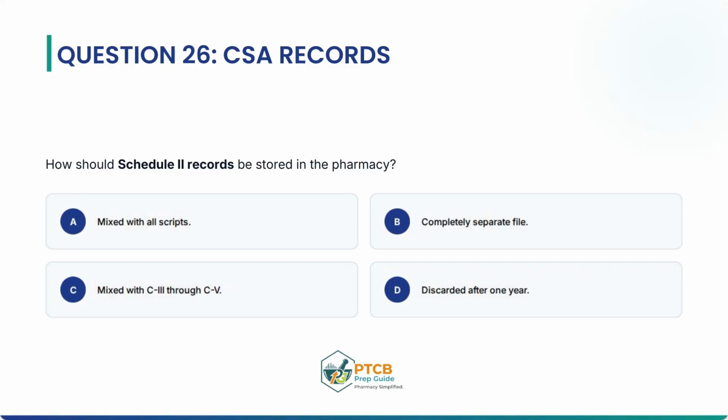According to the Controlled Substances Act, how should Schedule II records be stored in the pharmacy? Option A, mixed in with all other prescriptions. Option B, in a completely separate file from all other records. Option C, mixed in with Schedule 3 through 5 records. Or option D, they can be discarded after 1 year.